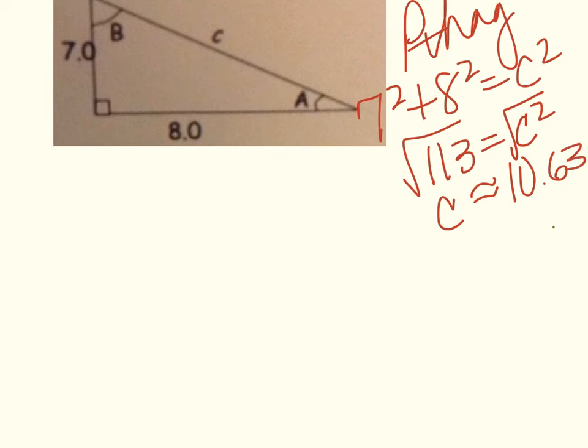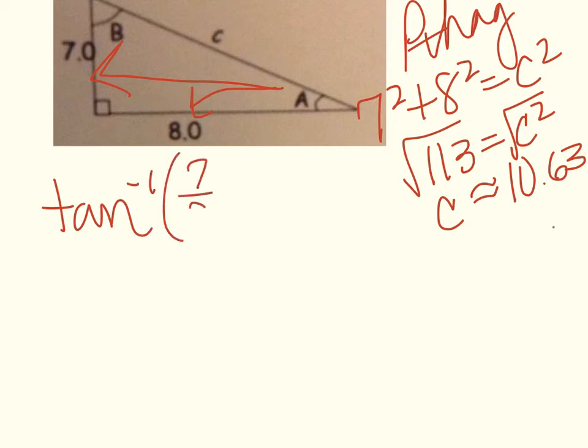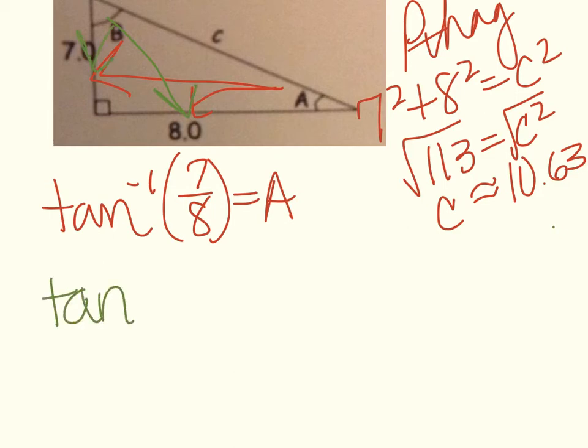So now let's find angle A. I'm going to do the opposite over the adjacent. That's going to be the inverse tan. The inverse tangent of 7 over 8 is going to equal A. And let's set up B really fast. B is also the opposite over the adjacent, so we're going to use the inverse tan of 8 over 7 to equal B.